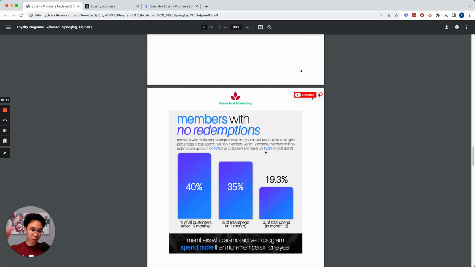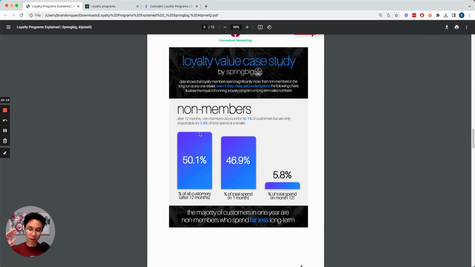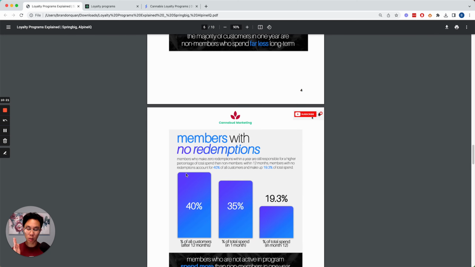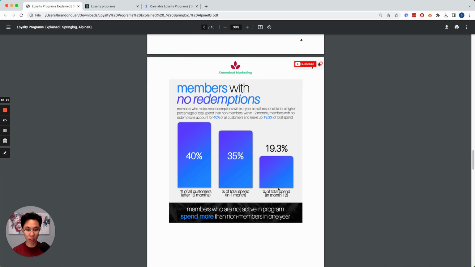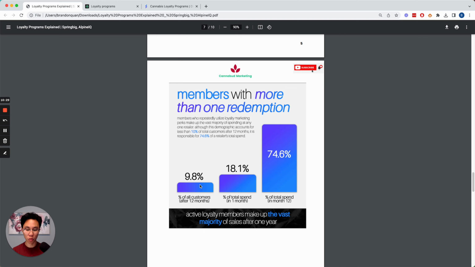Now, I'm going to go through this one more time very quickly. The non-members make up 50% of customers after 12 months, and they are only responsible for 6%. The members with no redemption, meaning they signed up for loyalty but didn't redeem, make up 40%, but they're only responsible for 20% of the spend. But the members with more than one redemption make up 10% of customers and are responsible for 75% of the spend.